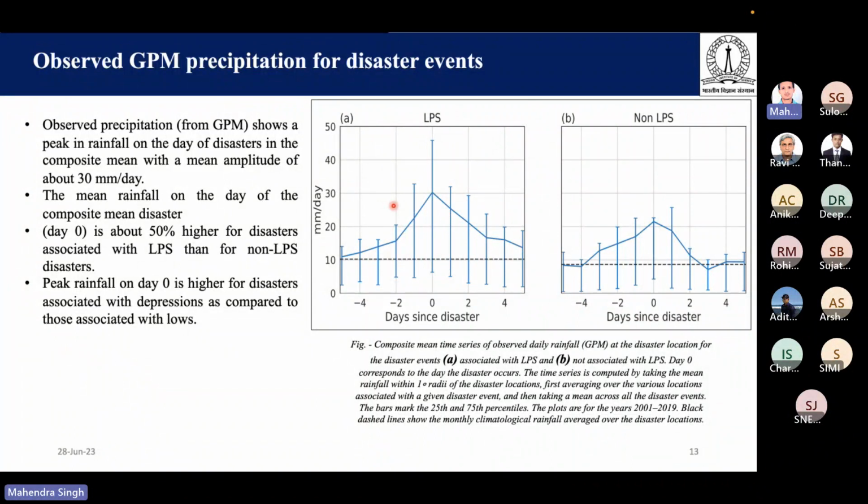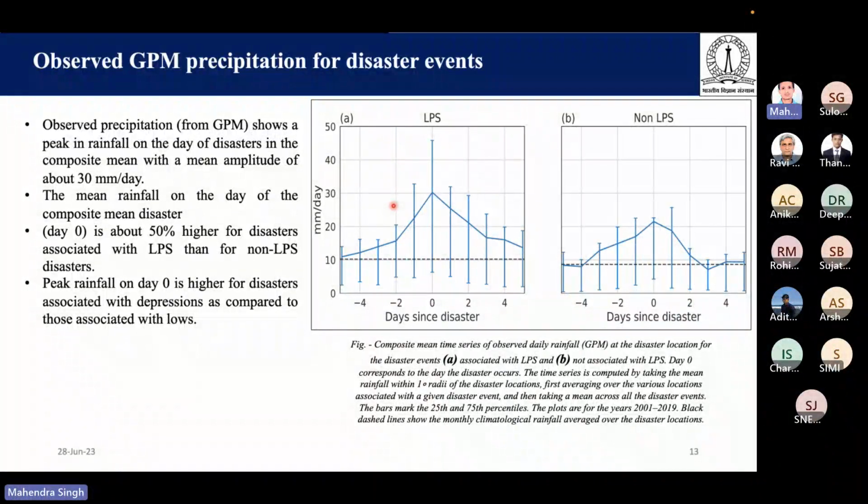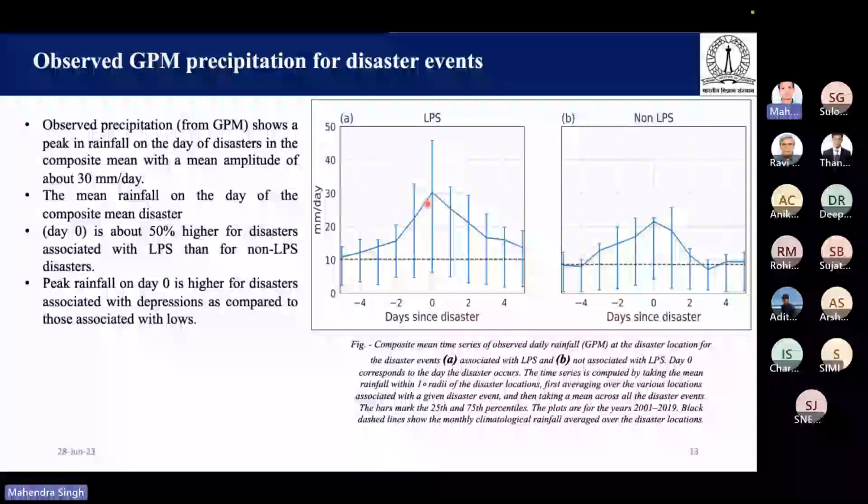But as we know that during the LPS, the rainfall peaks mostly fall in the southwest region of the LPS, but disaster mostly occurs in the northern part of the LPS, as we saw before. So that is why that peak is reduced in the composite mean, because the composite mean is calculated only nearby the disaster location, like only the 1 degree circle of that disaster location. So that is why that peak is around 30 per day.